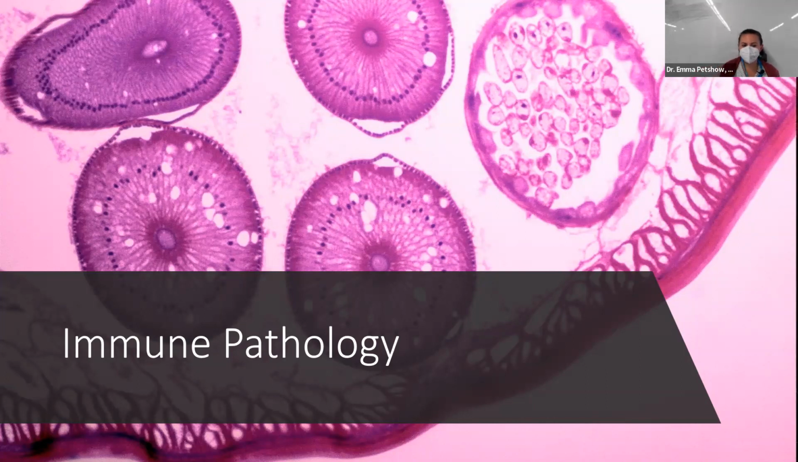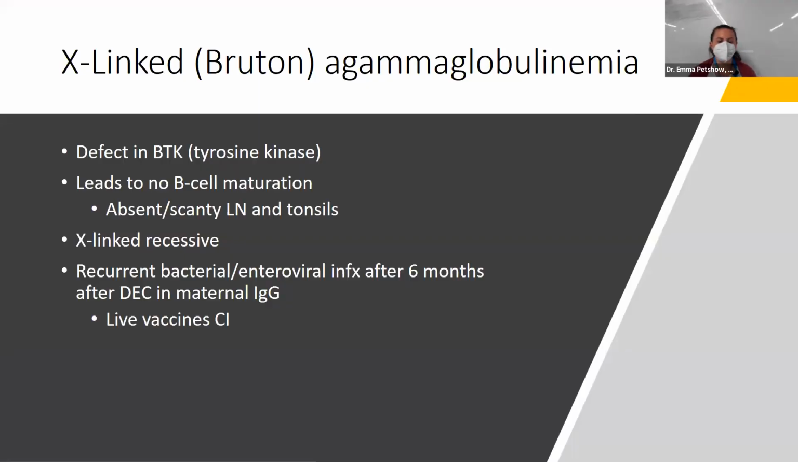to film. All right, so immune pathology. We're going to get through a couple path conditions. These are a part of your NPLEX list, which is why they're on here. If they weren't, I wouldn't include them. So X-linked Bruton agammaglobulinemia.